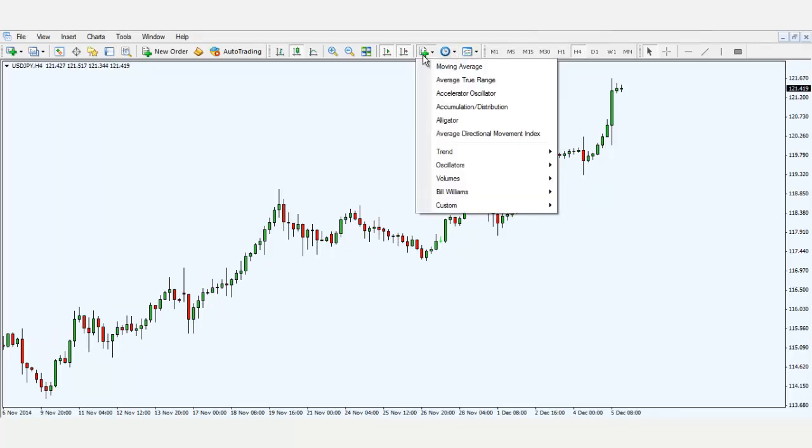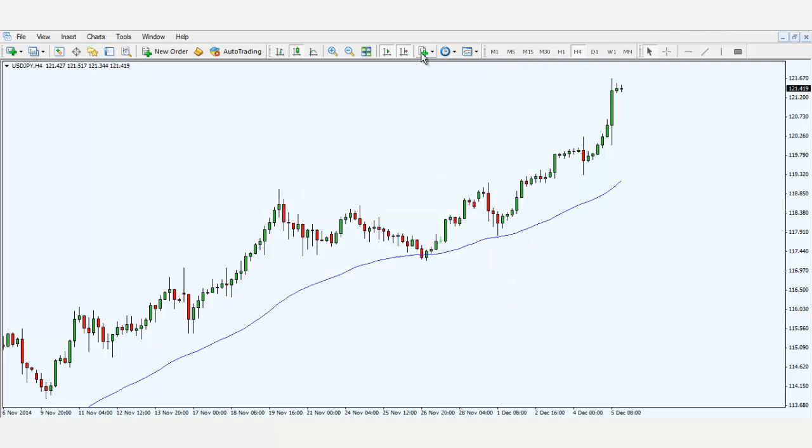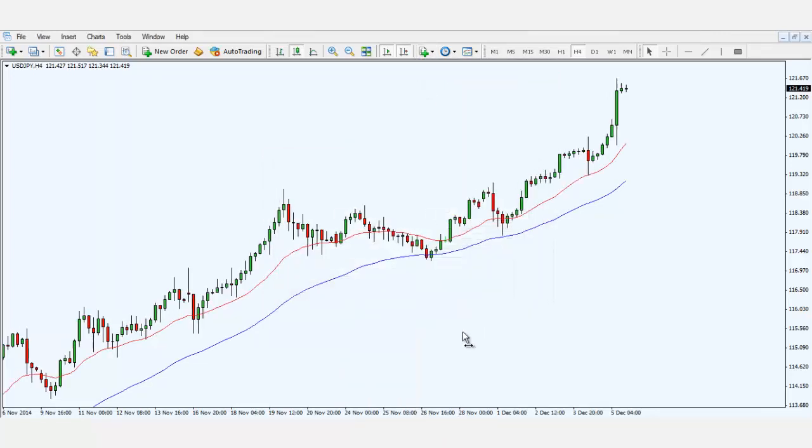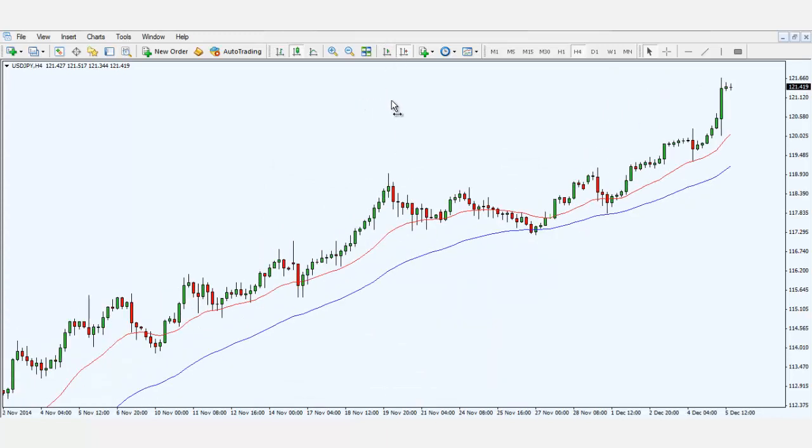So with that, I will always plot in my 50 period moving average followed by the 20 to give me a clearer indication. And down here you can see that now we have some historical patterns that we can work on.